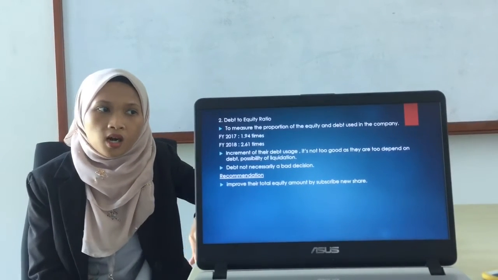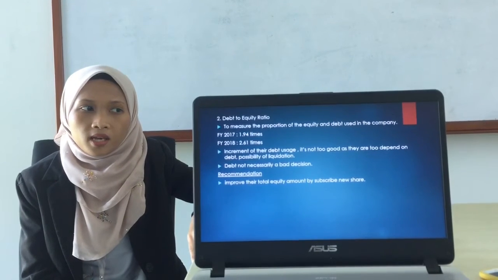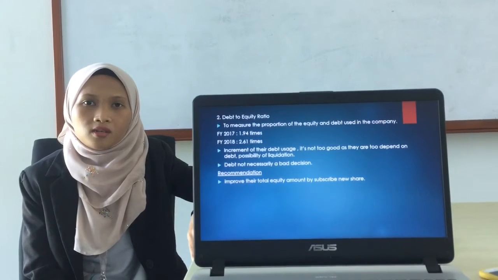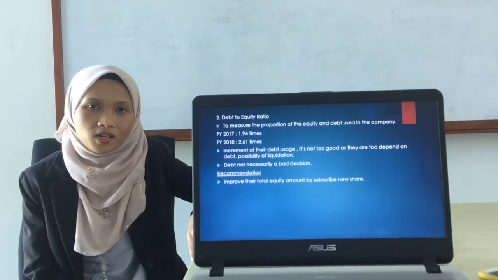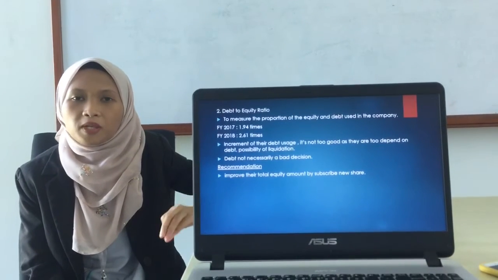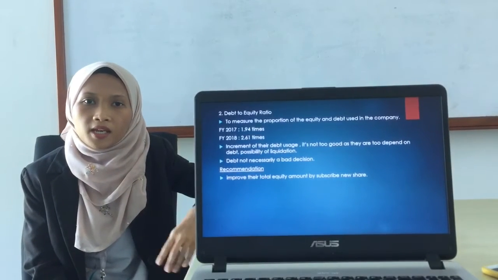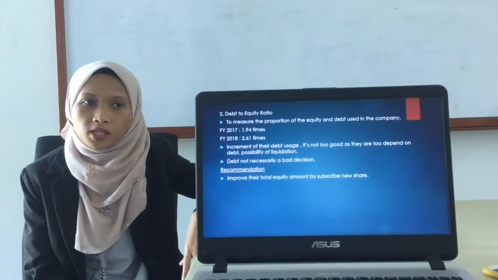But that is not necessarily a bad decision. Still, that is also not a bad decision, because when they depend too much on equity, it can also have a bad effect on the company as they have to pay dividends to their shareholders.